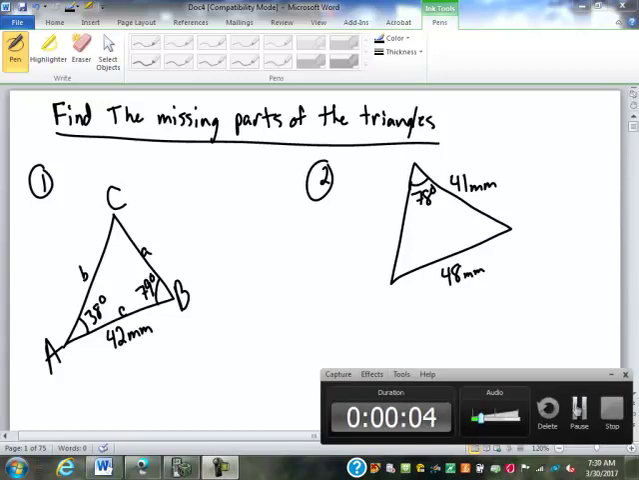Well, let's see if you can remember from yesterday how to find the missing parts of these triangles. I'm going to label this one.